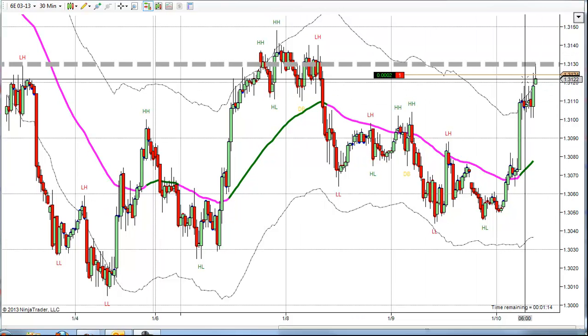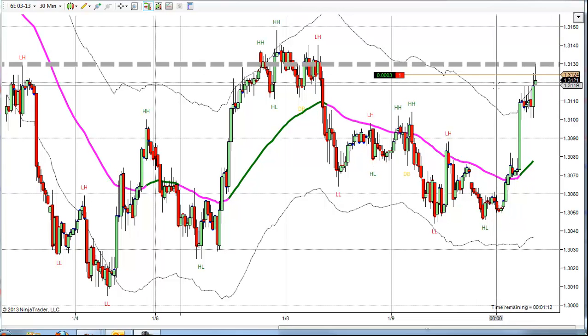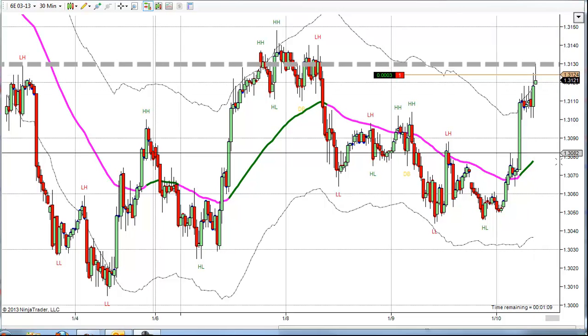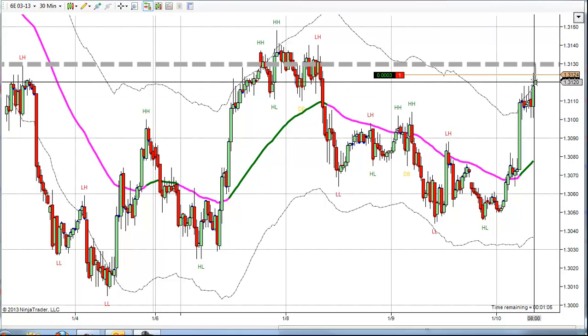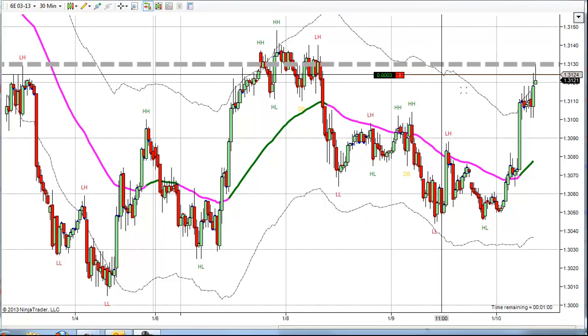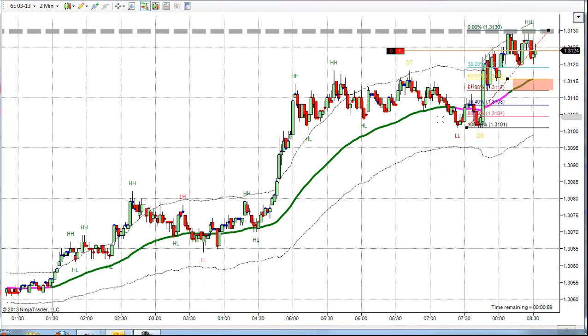Now we're making our way back in here again this morning. And so when I see this, what I'm looking for is at least a reaction off of this. And if we get the reaction, there's profit potential there for a short-term day trade. So that's the basis of the trade. Let's go back to the smaller time frame.